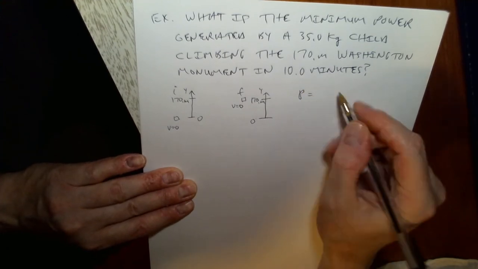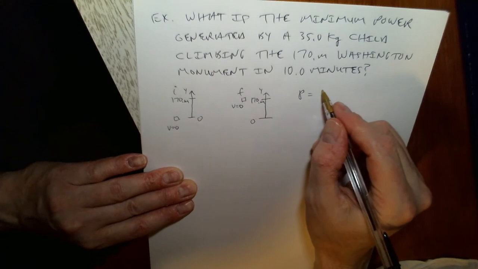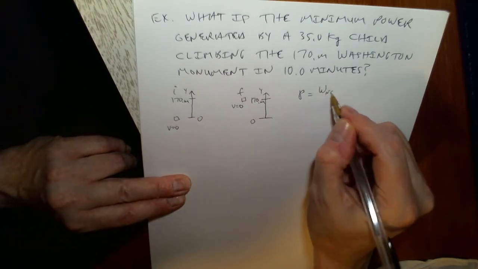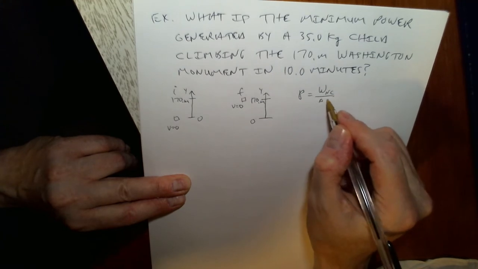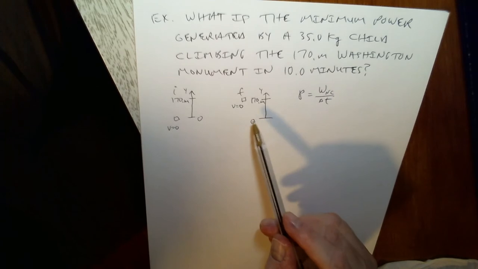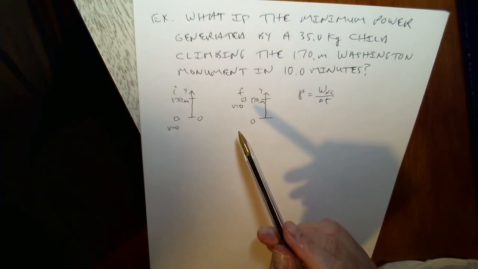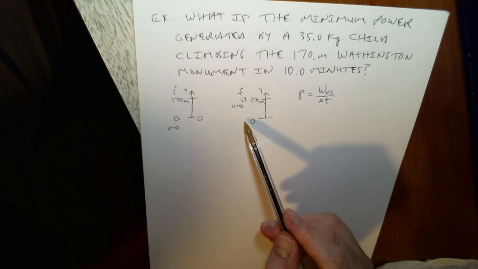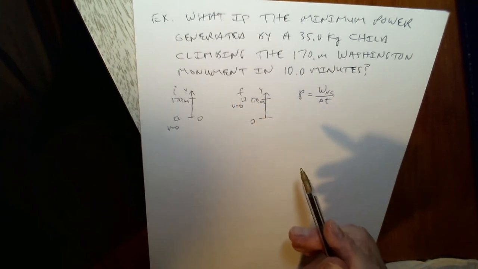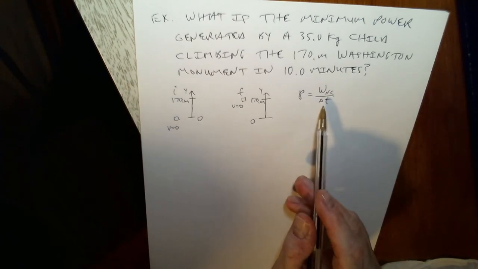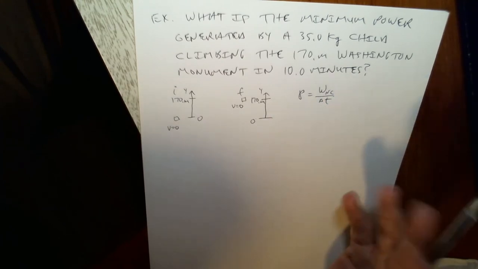So I interpret this problem to be, the problem is talking about the power as the non-conservative work divided by the change in time. The non-conservative work being the work that the child expends to change their height, right, from 0 to 170 meters. And it's the minimum power because the child's expending energy as heat.